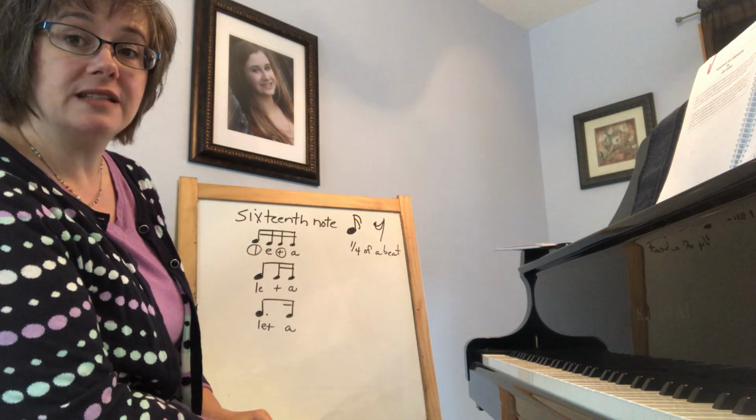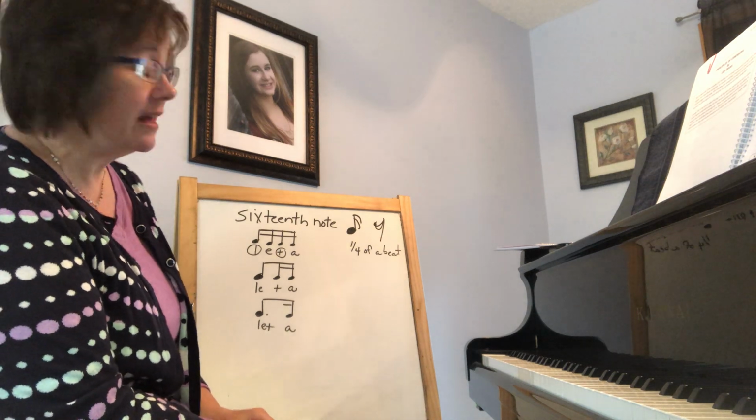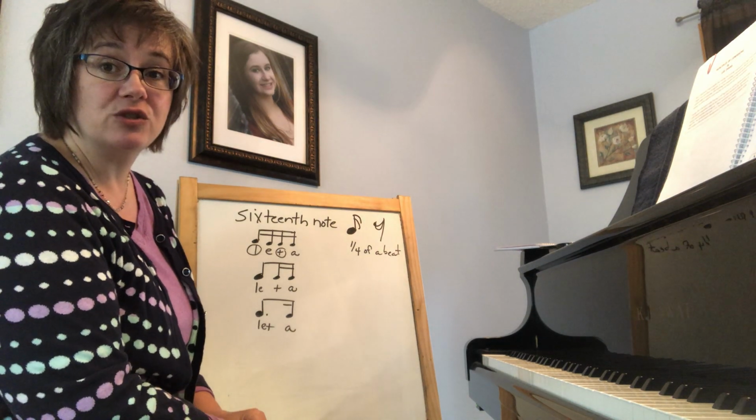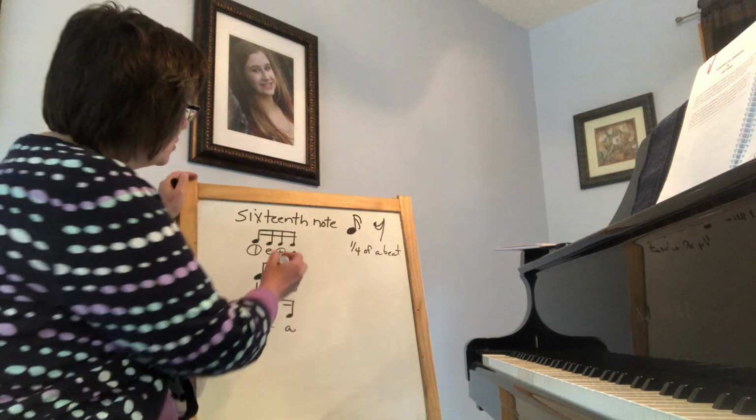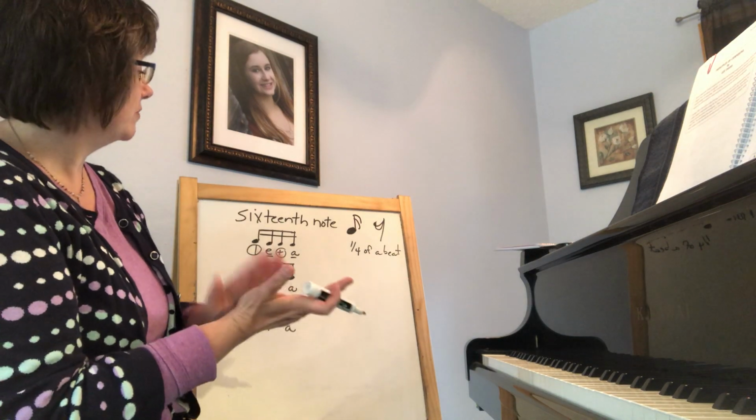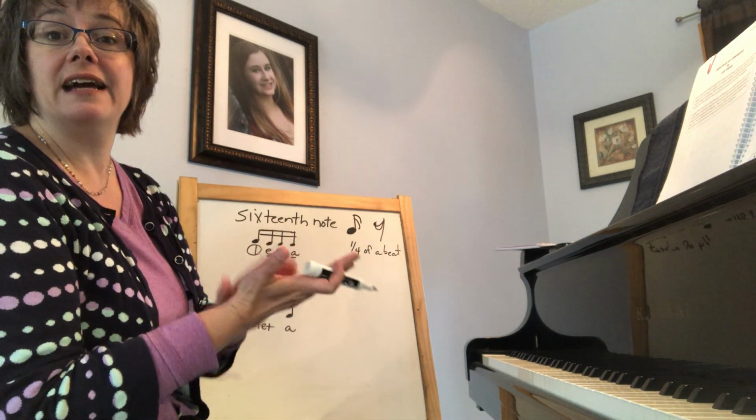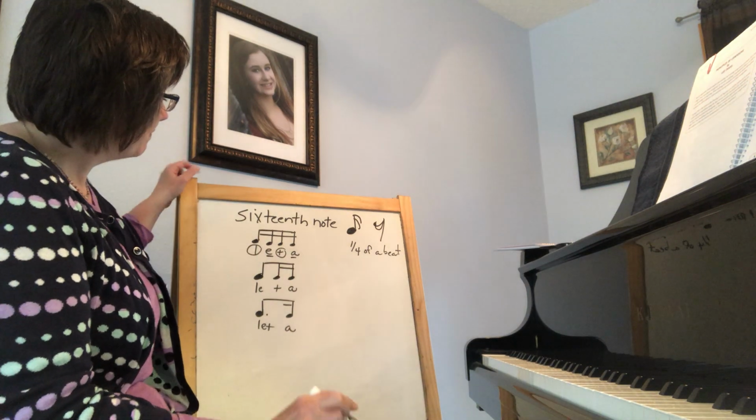We need 2 more subdivisions to be able to count or divide that beat into 4. The most common subdivisions used by musicians are usually the syllables E and a. So we would say 1 E and a, 2 E and a, subdividing that beat.